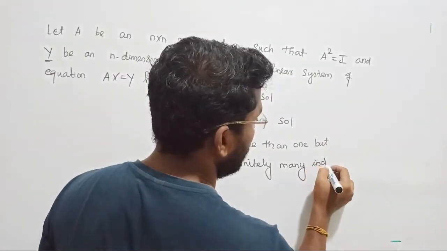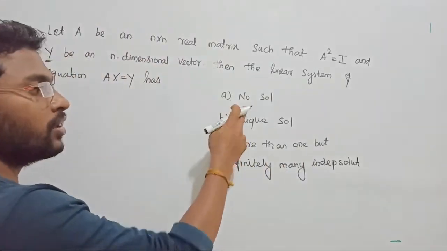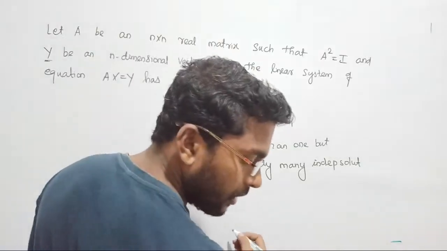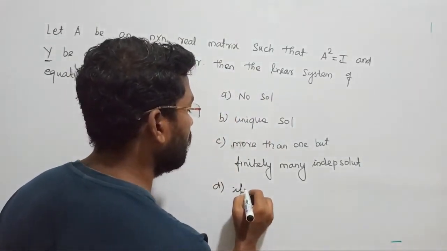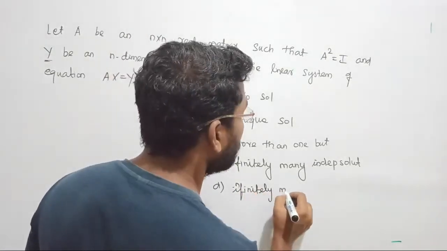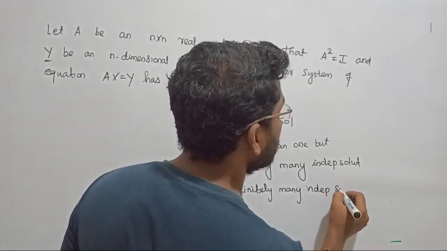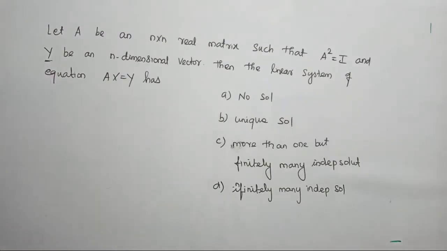Finitely many independent solutions. We have three possibilities: no solution, unique solution, infinite solutions, right? Anyway, option D says infinitely many independent solutions. Yes, I might consider this one. Clear? Yes, they gave 4 options. Shall we proceed further? Yes, let's try and bring the answer for this question.